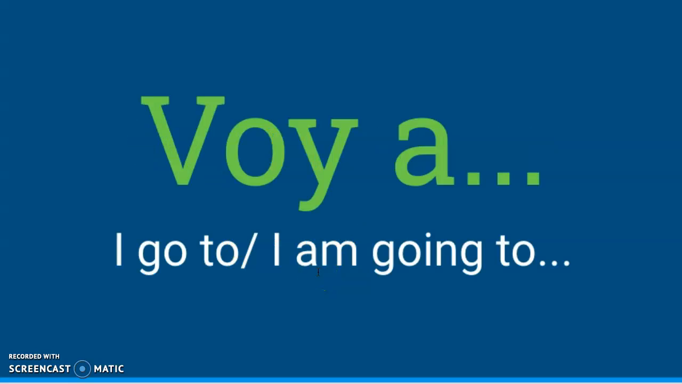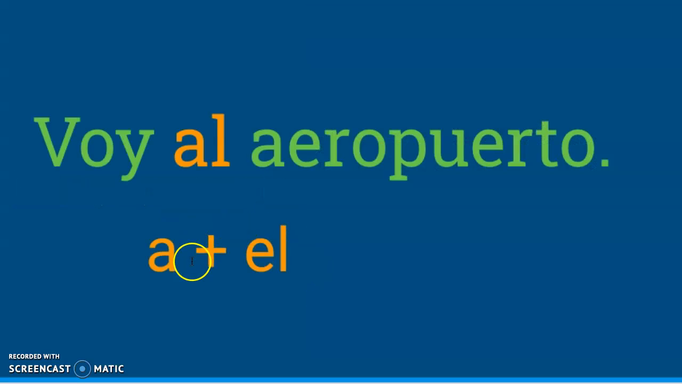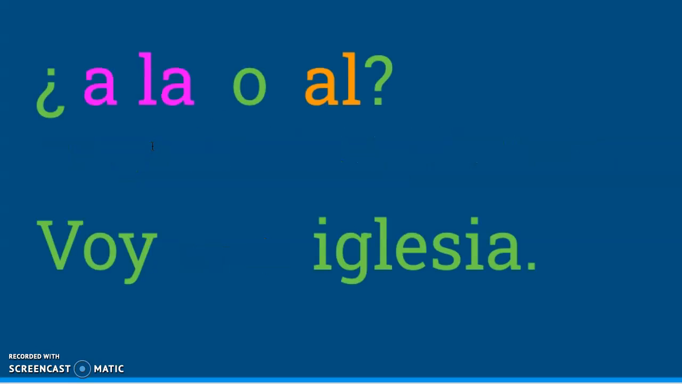Okay, let's do another example. So voy a el aeropuerto. Again, I would combine the a and the el. I know it's el because aeropuerto ends in an O, and I would say voy al aeropuerto. It still means I go to the airport or I am going to the airport. It's just faster to say.